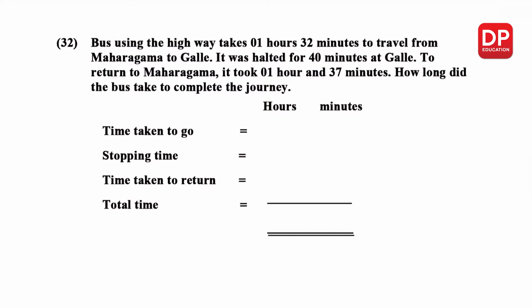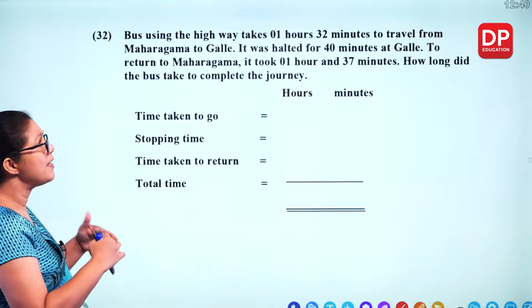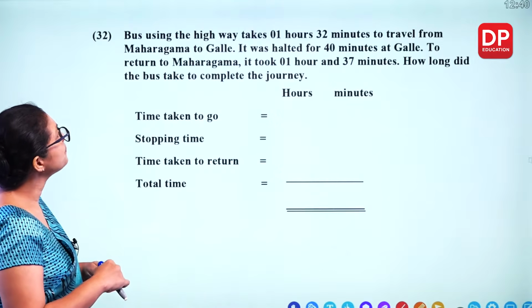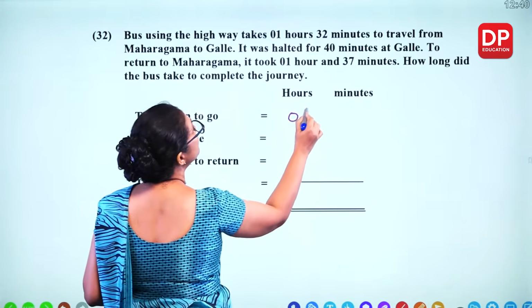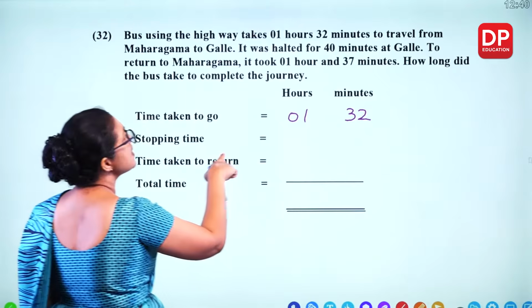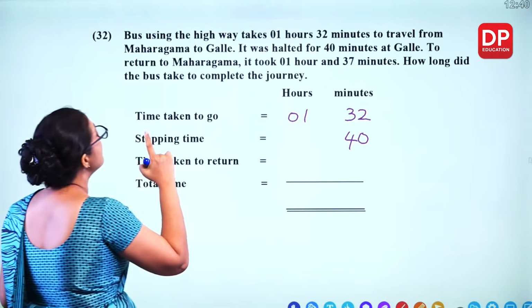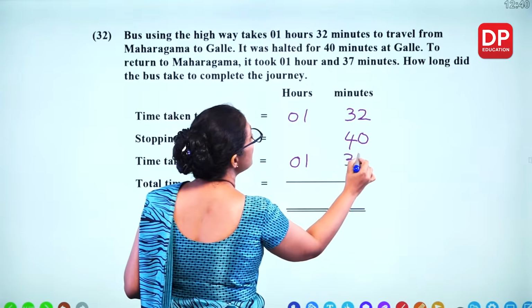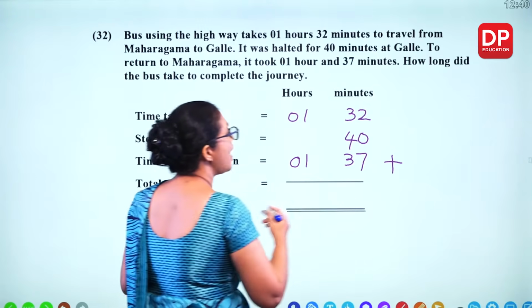Look at this question. Bus using the highway takes 1 hour, 32 minutes to travel from Maharagama to Galle. It was halted for 40 minutes at Galle. To return to Maharagama, it took 1 hour and 37 minutes. How long did the bus take to complete the journey? So that means with 40 minutes halted time, altogether they are asking the time. Time taken to go 1 hour, 32 minutes. Stopping time 40 minutes. And return. For return, it took 1 hour and 37 minutes. So altogether, we can add it.